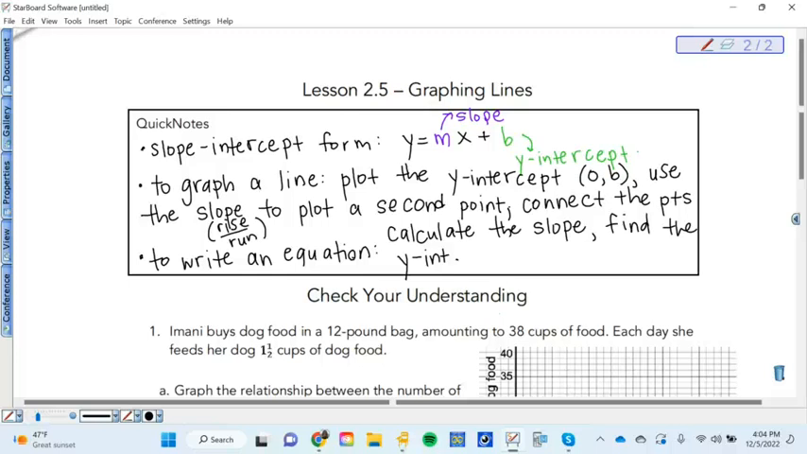So calculate the slope, right? Just use your slope triangle. And then find where the line crosses the y-axis. That's your y-intercept. And then we just plug that in to y equals mx plus b, where again the slope is our m and the y-intercept is our b. Okay?